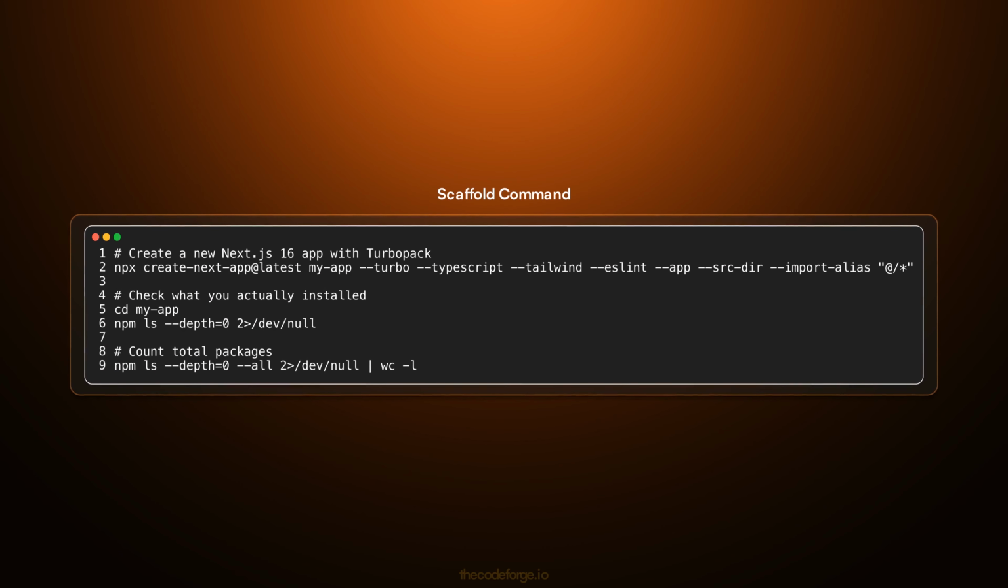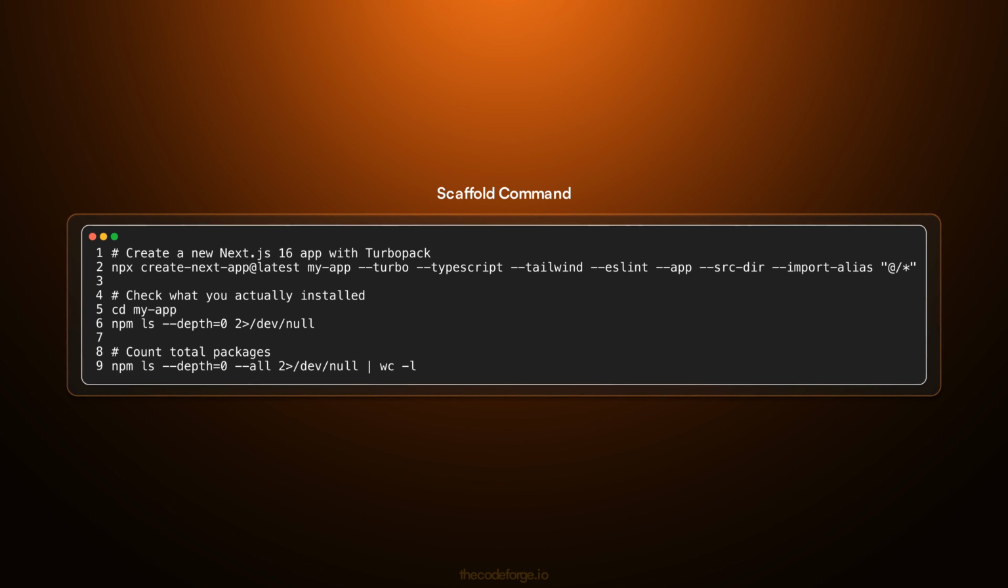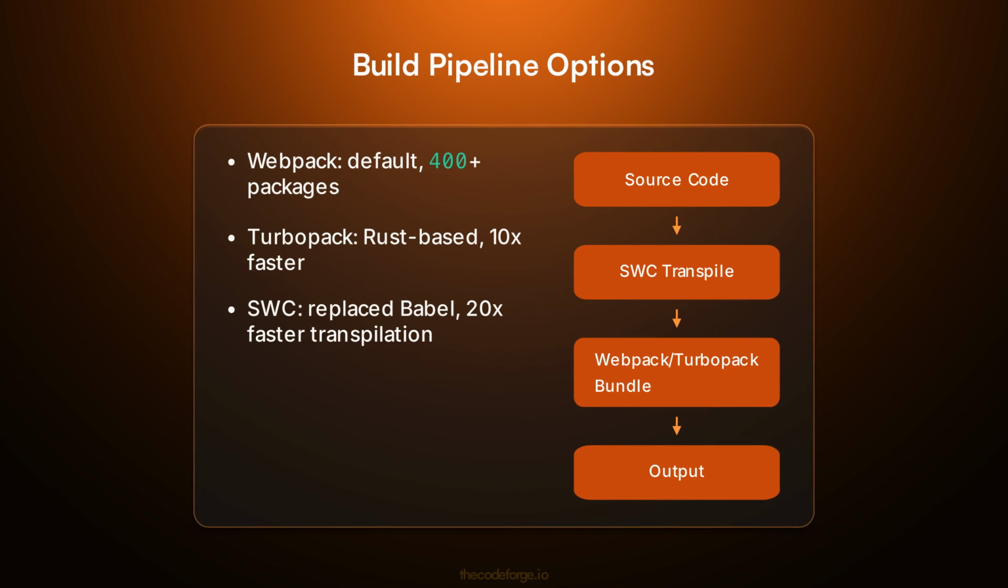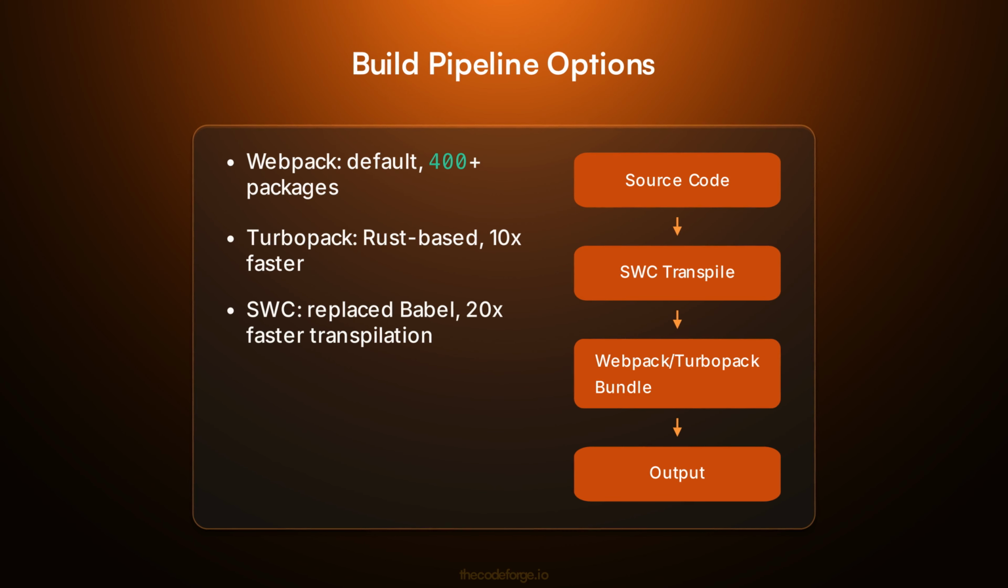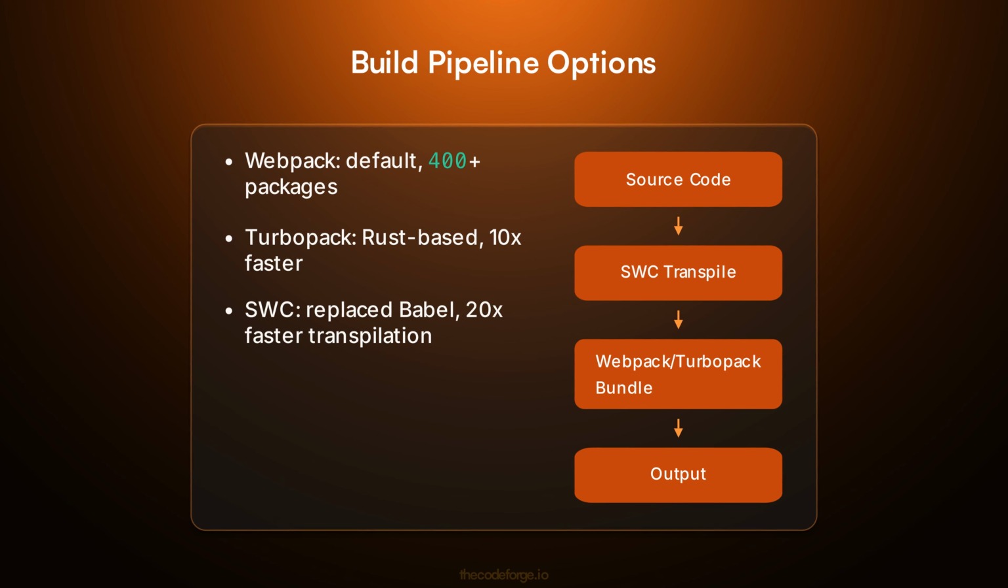This is the command to scaffold a new app with all the bells and whistles. The turbo flag replaces Webpack with Turbopack, which cuts about 400 transitive dependencies. Next.js 16 ships with two build engines, Webpack default and Turbopack opt-in via --turbo. Webpack has been the backbone of Next.js since v6, but it's old, first released in 2012. Turbopack is the Rust-based successor.